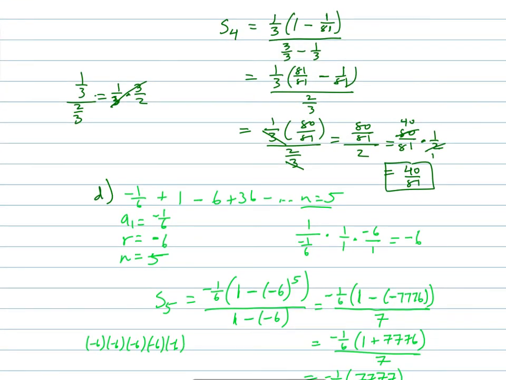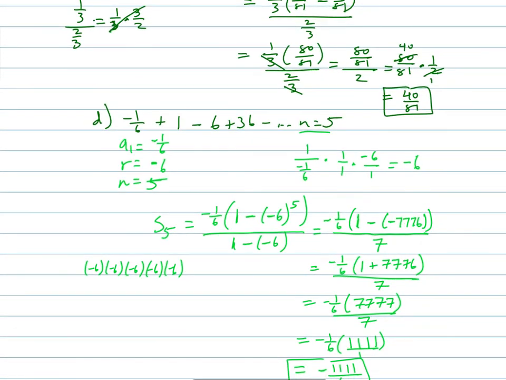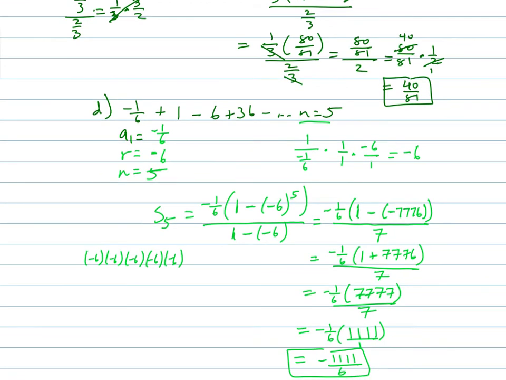Moving on to D. Say I've got negative 1/6 plus 1 minus 6 plus 36 minus blah, blah, blah, n equals 5. So let's set this up again. So a sub 1, r, and n. Those are the only 3 things we need. So a sub 1 is negative 1/6.